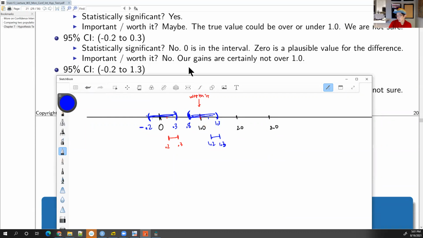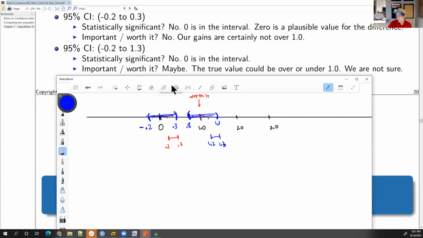All right, and then lastly, what if the interval goes from negative 0.2? So this is possible, right? It goes from negative 0.2 all the way up to positive 1.3. Okay, so in this case, well, both 0 and 1.0 are in my interval, right? So is it statistically significant? The answer is no. 0 is in the interval, so that difference could be a 0. It could be negative. It could be positive, right?